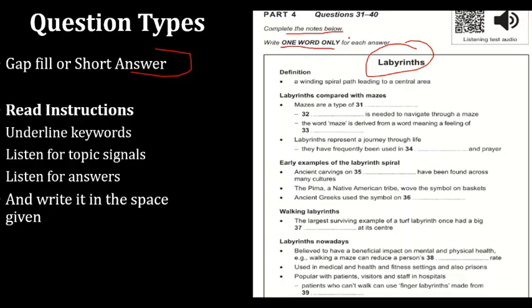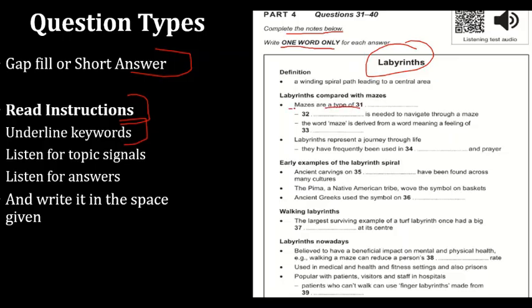It will be wrong because the instruction says one word only. So you read your instructions and you underline all your keywords. So your keywords will be what? You'll be starting from 31. As they have given you the opportunity to look through this for about 30 seconds, your keywords are these.